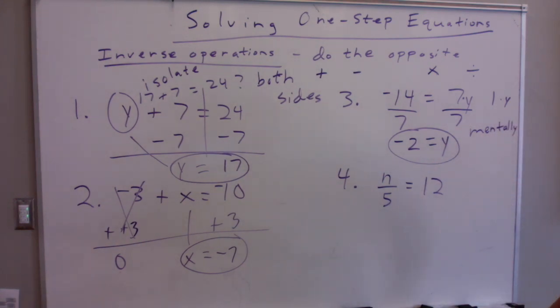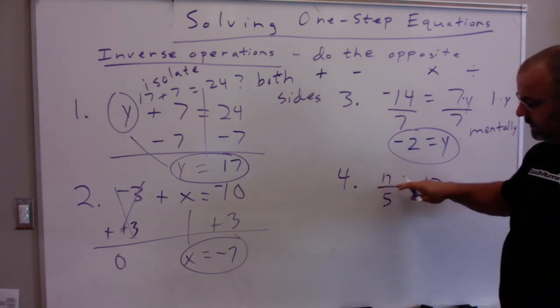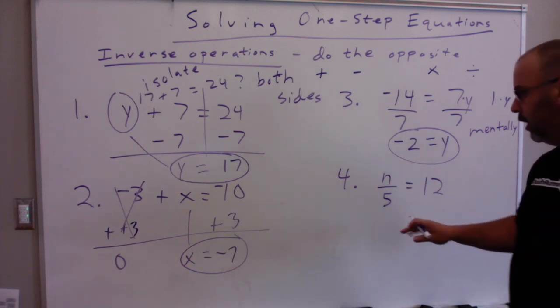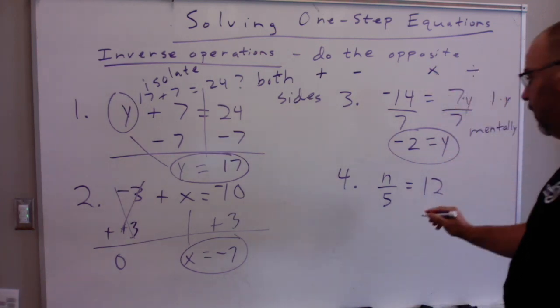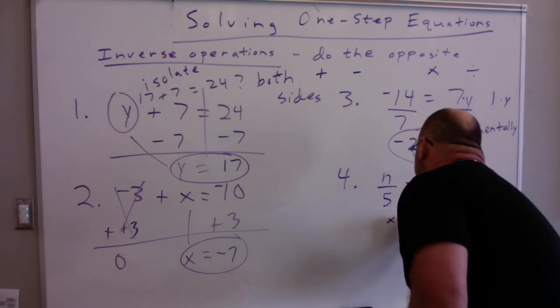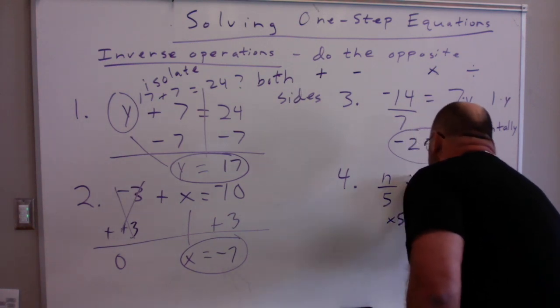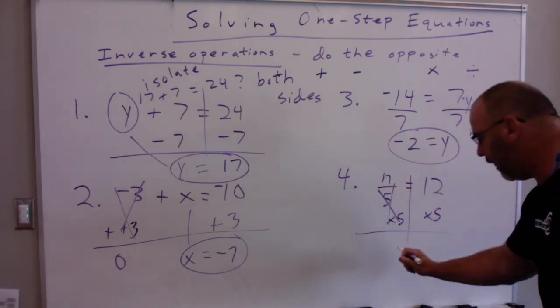And finally, n over 5 equals 12. What does this mean? It means to divide. What's the opposite of dividing? Multiplying. So I'm going to multiply, or I'm going to times both sides by 5. So this goes away. These are opposites. They cancel out.